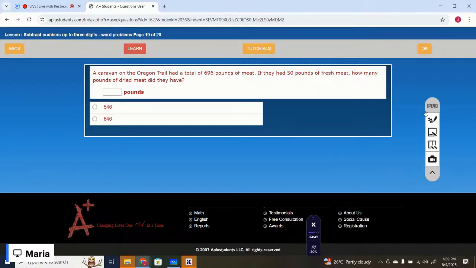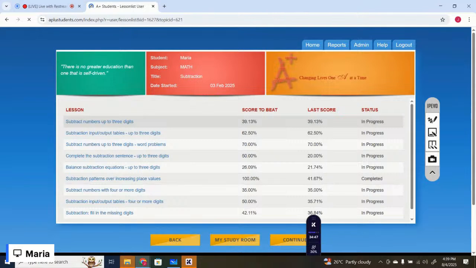Okay, you can complete the lesson by yourself later today. So we're working on grade 3 math on subtraction. The lessons we have covered today are subtract numbers up to 3 digits, subtract numbers up to 3 digits word problems, and complete the subtraction sentences up to 3 digits. So please make sure before the next session you complete the questions for the lessons we just did. That is your homework.